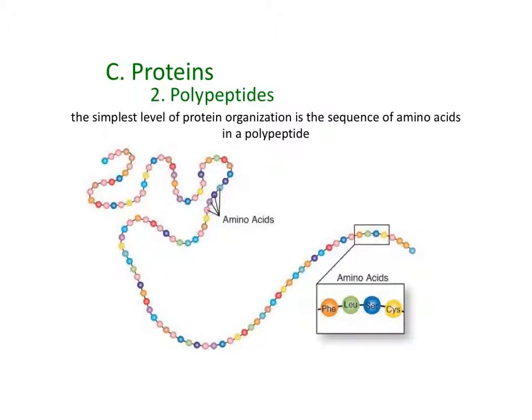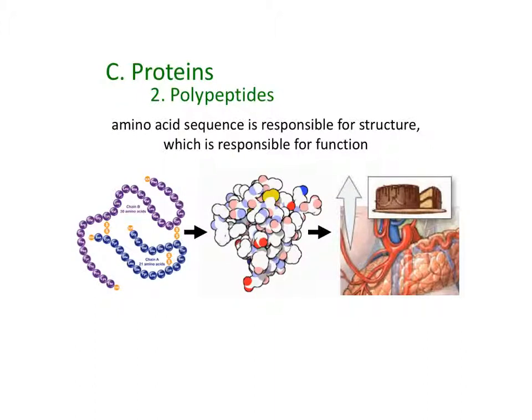The simplest level of protein organization is a sequence of amino acids in a polypeptide. So here you can see a very long chain, and just zooming in you can see phenylalanine, leucine, serine, and cysteine sort of in this one segment here. But as you get into these longer chains, you can see a high level of complexity starting to develop. The amino acid sequence is responsible for the structure, which then confers the function of the protein.